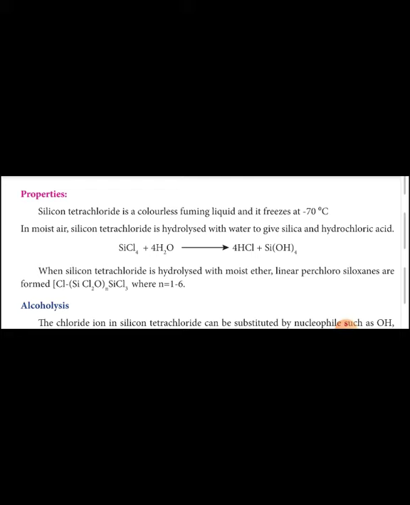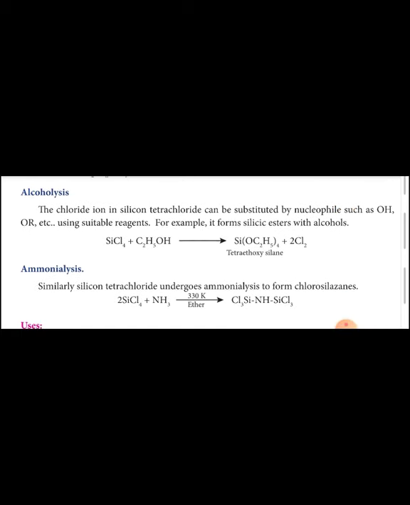So these are the general properties. The first general property is a colorless fuming liquid, and the freezing temperature is minus 70 degrees Celsius. The second property is reaction with water, it forms HCl and hydrosilicic acid. Then alcoholysis. The chloride ion in silicon tetrachloride, that is SiCl4, when treated with a nucleophilic substance such as ethanol, C2H5OH.